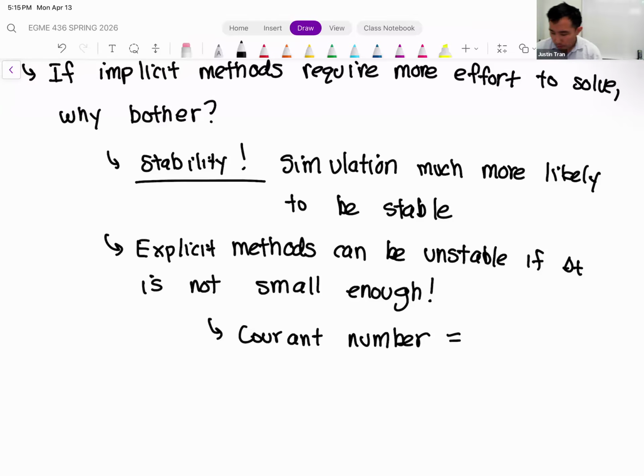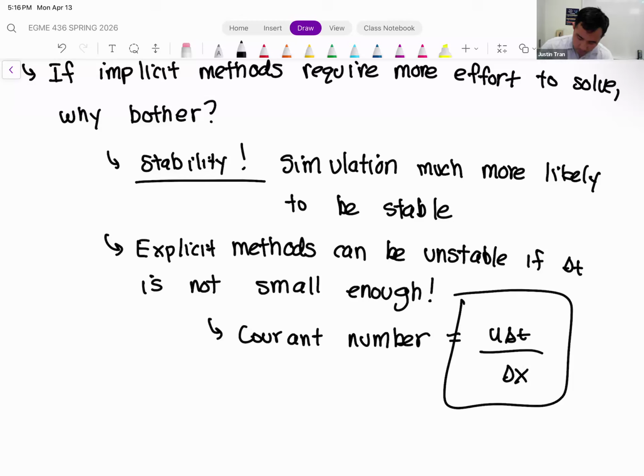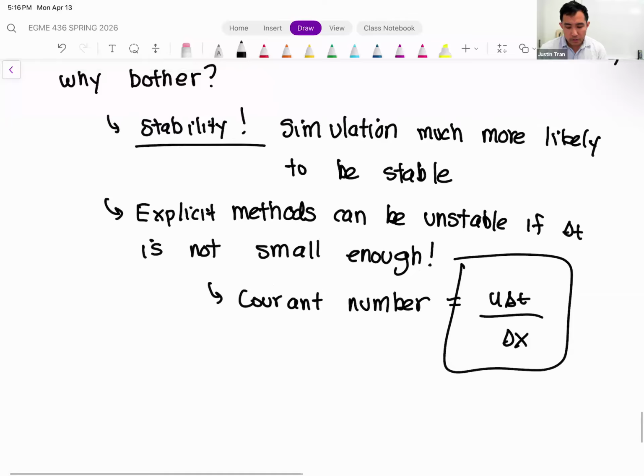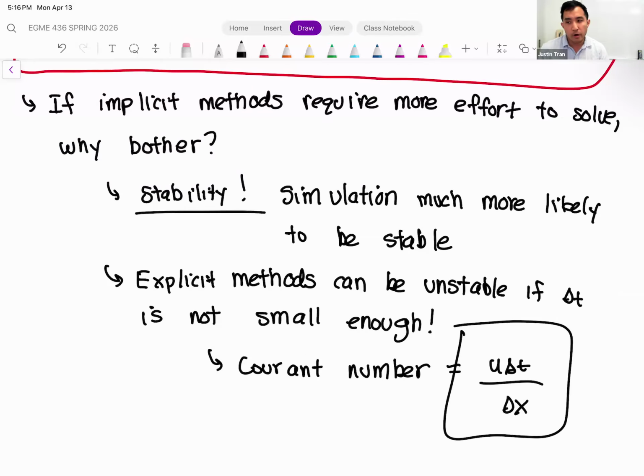The Courant number is actually very straightforward. It's basically U times delta T divided by delta X, where delta T is the time step size, delta X is the grid size, and U is your velocity. For explicit schemes, it's much easier to become unstable. We'll talk about this a bit more next time because we are out of time. But just know that implicit methods are going to be more stable, and that's why they require more effort.